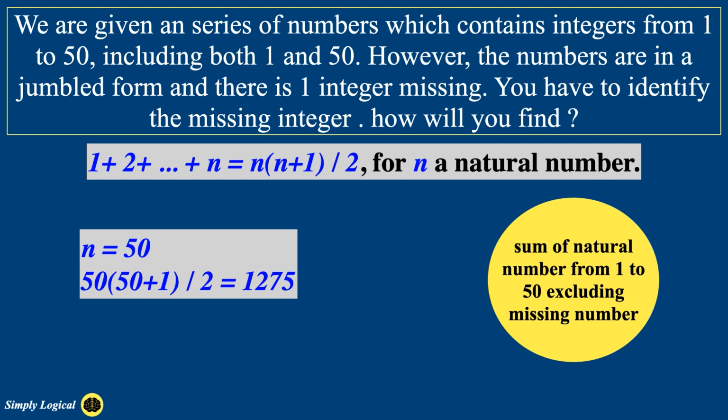So the difference between 1275 and this sum would give us the missing integer. Because 1275 is the sum of natural numbers from 1 to 50 and this number is the sum of natural numbers from 1 to 50 without including the missing number. Hence, subtracting the sum of the given series from 1275 will fetch the missing number. So this is the logic to be used to find the missing number in the given series, provided that the series is positive natural numbers. And this is the logic to be applied in order to solve these kinds of problems.